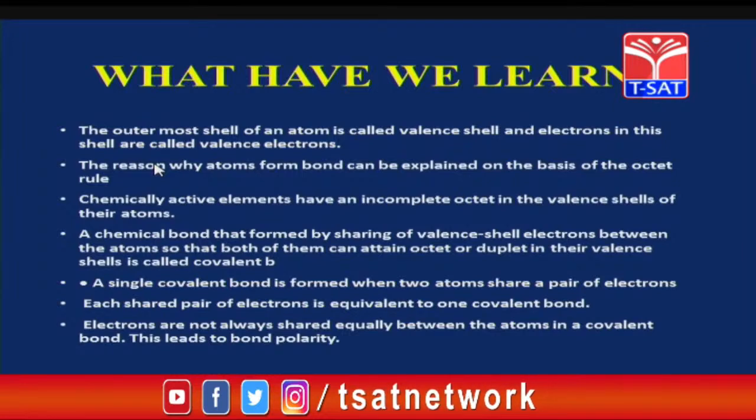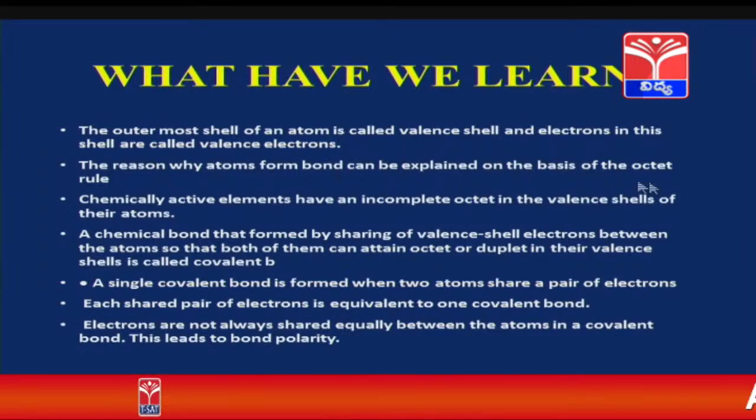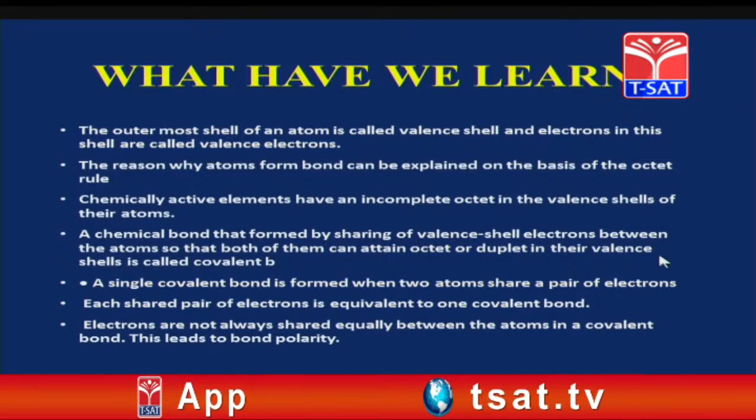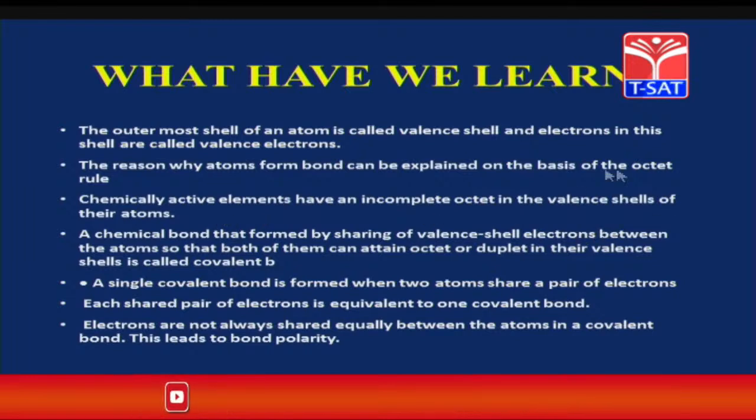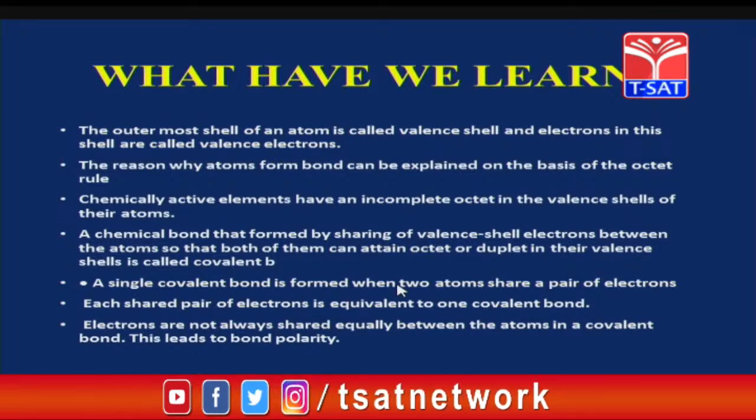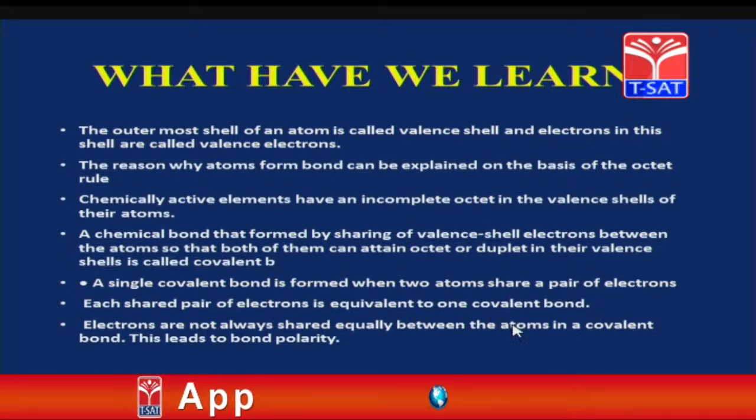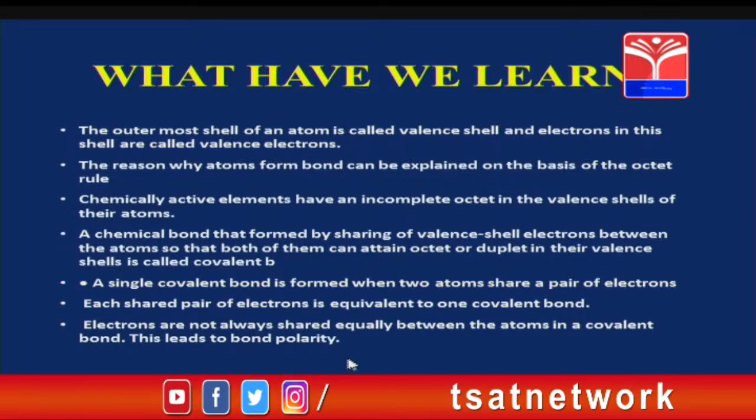So, let us recall what we have learnt in the points children. Children, the outermost shell of an atom is called as valence shell, and why do the atoms combine with each other? To attain octet configuration. So, which atoms combine with each other? Only the chemically active elements which do not have octet configuration in the valence shell. So, a covalent bond is formed when the electrons are shared between them. Each shared pair of electrons is called as a covalent bond. Electrons are not always shared equally between the atoms in covalent bond also, and that is why we have seen some examples where some molecules were polar.